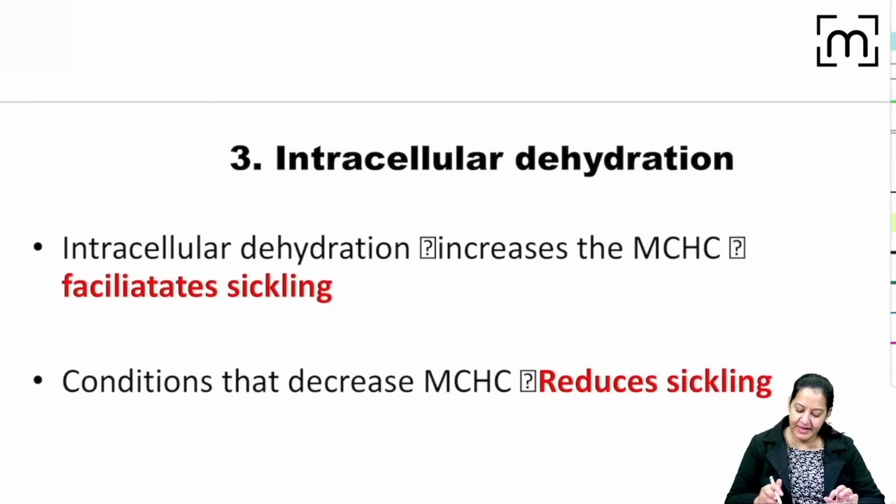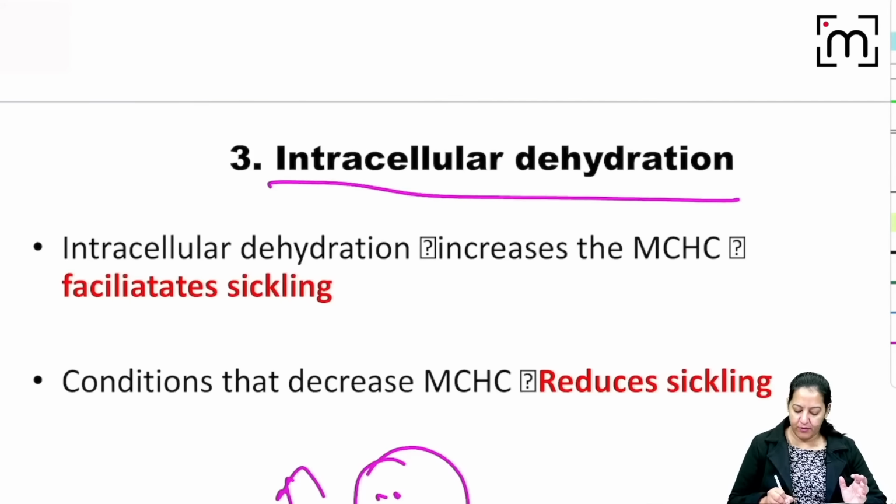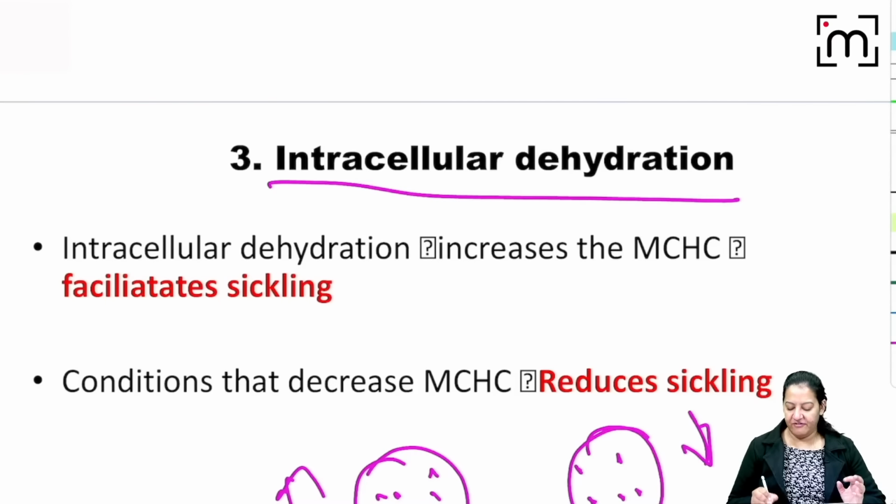The third point is the intracellular dehydration. How much water is present inside the RBC? If more water is present, the concentration of hemoglobin will be less. MCHC will be less, so sickling is less. But if less water is present, MCHC will be more. The concentration will be more and sickling will be more. So you understood the intracellular dehydration.